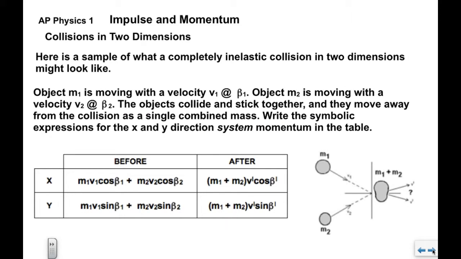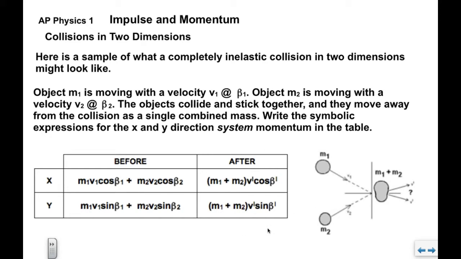Now, here's what one of these might look like. This one's pretty complicated. We've got m1 moving with some initial velocity v1. It's given a mathematical direction beta 1. We've got m2 moving with some other velocity v2 with some other direction beta 2. The objects are going to collide here and stick together, and they're going to move away from the collision as a single mass, m1 plus m2. We want to take a look at the symbolic expressions for x and y direction system momentum.